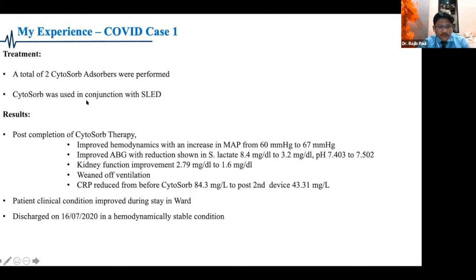Two cycles of Cytosorb, or 2 Cytosorb devices, were performed, and this patient showed improved hemodynamics, improved ABG, and lactate came down from 8.4 to 3.2. Creatinine improved, though some part of the creatinine definitely improved because of the SLED. There was weaning of ventilation, and the CRP came down significantly, from 84 to 43. The patient's condition improved, and he was subsequently discharged in hemodynamically stable condition.